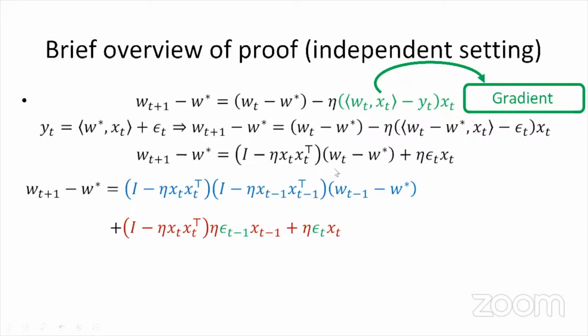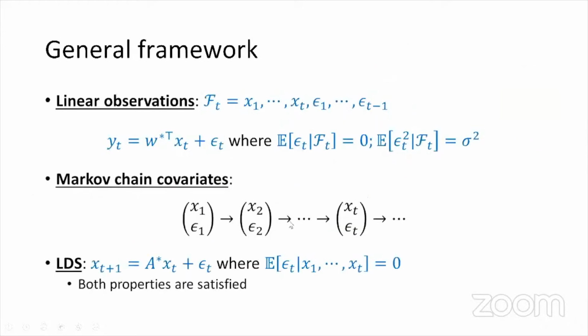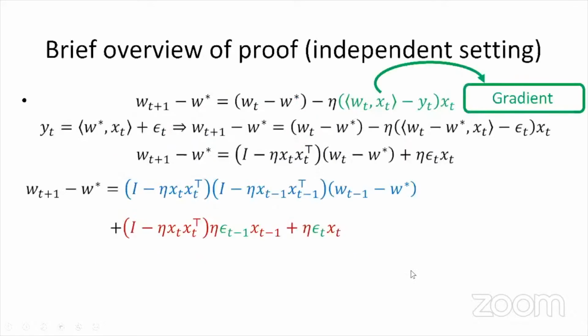Okay, so when we expand this further to the previous time step t-1, we have two contracting matrices hitting the previous W_{t-1} minus W*, and then one contracting matrix hitting the error epsilon_{t-1} x_{t-1}, and then this error, which is epsilon_t x_t, right? And the key point here is that epsilon_{t-1} and epsilon_t are actually zero mean given x_{t-1}, x_t and so on. Because we are talking about the independent setting, where these are all independently sampled, the expectation of epsilon_t given any of the x's is just equal to 0.